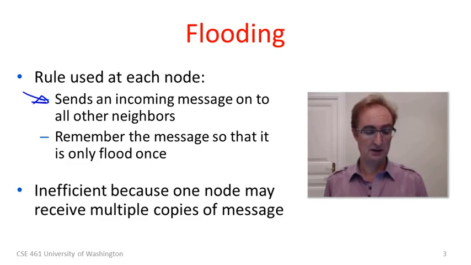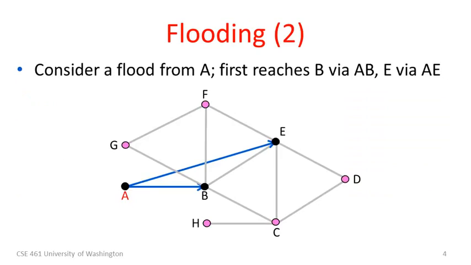Great. And there's one condition here just to make sure that we don't keep sending messages round and round in circles. You need to remember the message that you flood in some way so that if you see it again because it arrived on another path, you won't re-flood it and keep it going around the network. Flooding is inefficient because one node can receive multiple copies of the message along different network paths. And really, it only needed one copy of the message to see it. The copies that come along the other network paths are wasted in some sense.